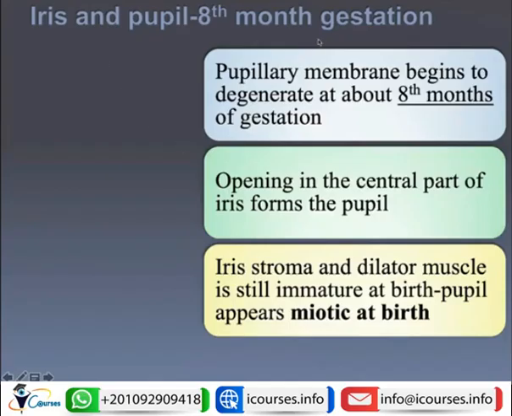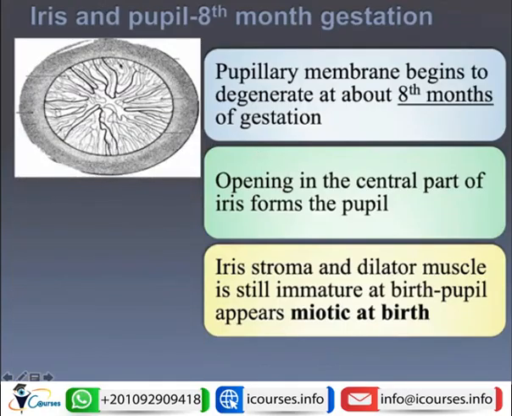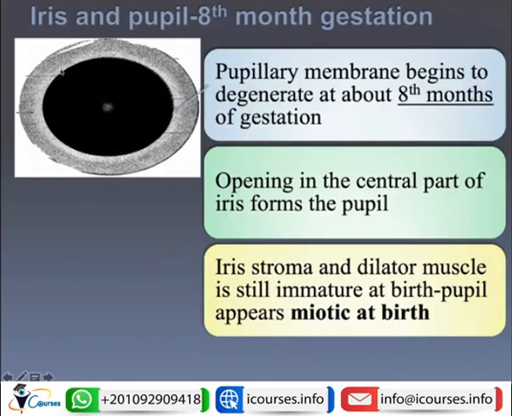Then at the 8th month of gestation, the pupillary membrane starts to degenerate. So we have here, this is the iris, and this is the persistent pupillary membrane. At the 8th month of gestation, this will disappear. So there will be an opening within the center of the iris.